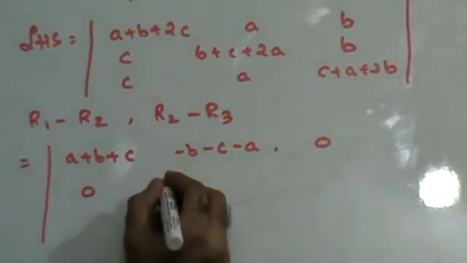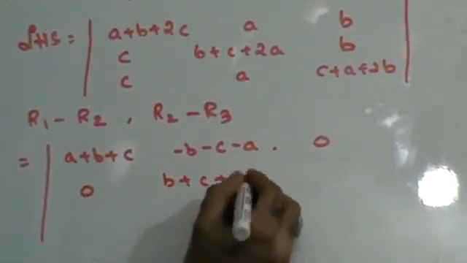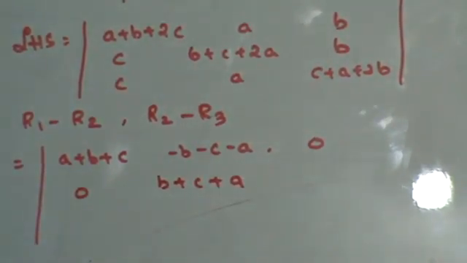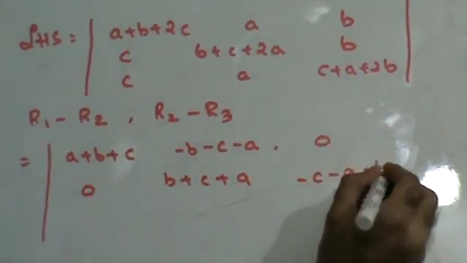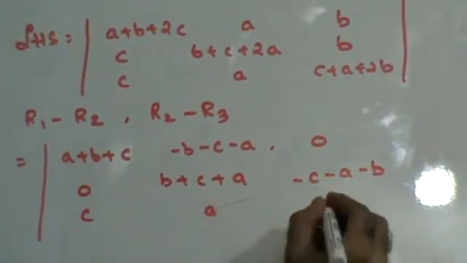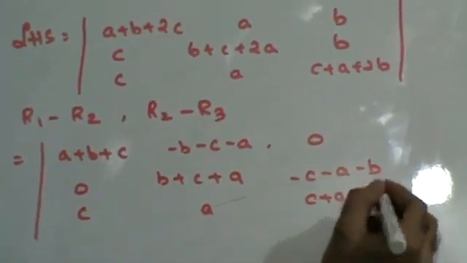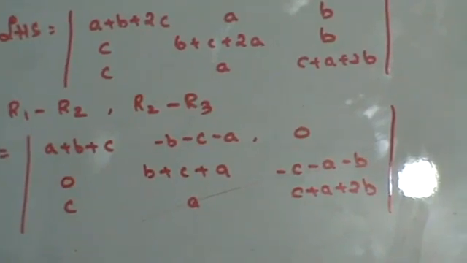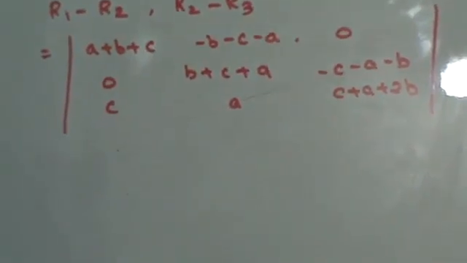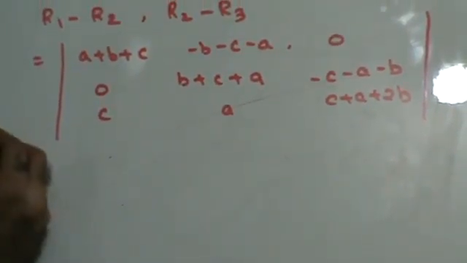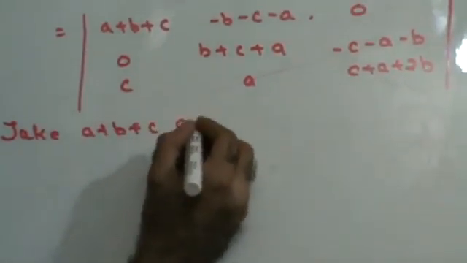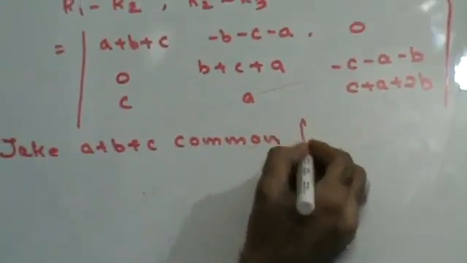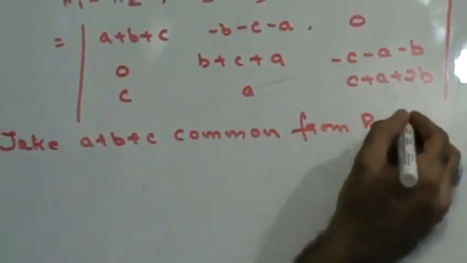Next, if I do R2 minus R3, c minus c will give you 0. b plus c plus 2a minus a will give you b plus c plus a. b minus c minus a minus 2b will give you minus c minus a minus b. Then c, a, c plus a plus 2b. Right? So I've got as many zeros as I could. Now, from the first row I can take a plus b plus c common, from R1 and R2.